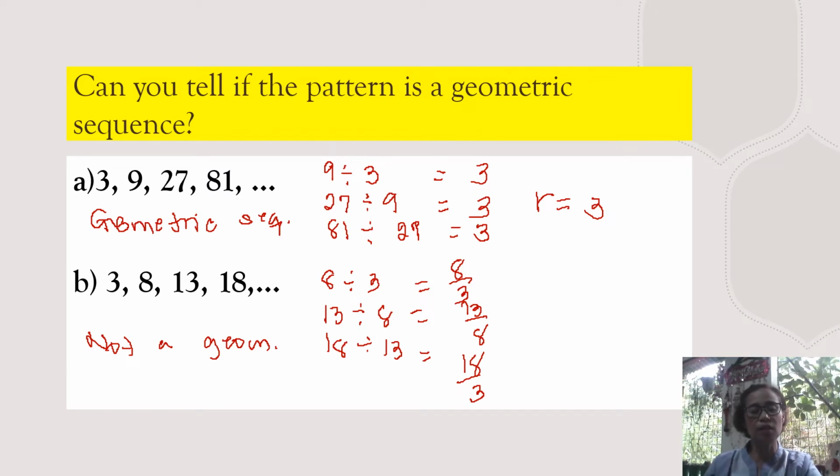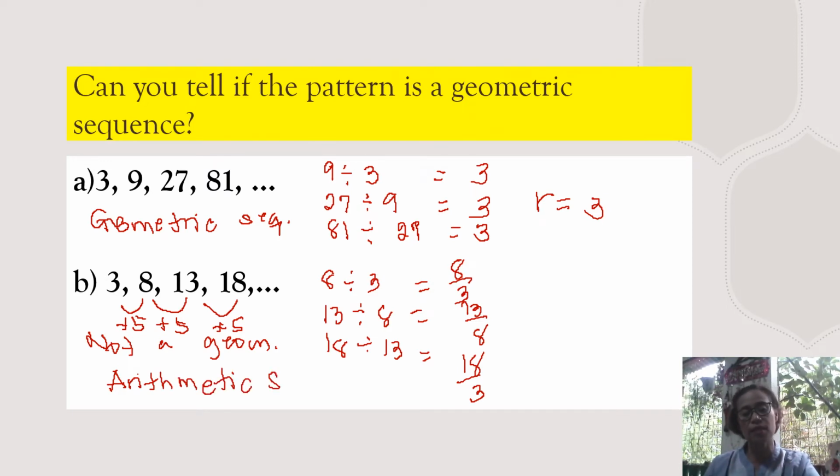So let's check what type of sequence this is. From 3, it turned into 8, then 13. Obviously, 8 minus 3 is adding 5. 13 minus 8 also has a difference of 5. 18 minus 13 has a difference of 5 as well. So this is not a geometric sequence, but if you remember in my previous video, it's an arithmetic sequence. Why? Because it has a common difference among the terms as you move along.